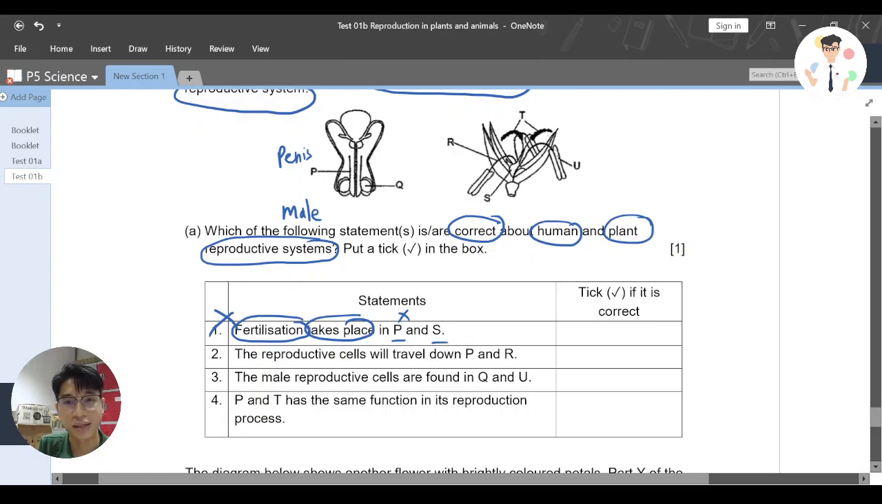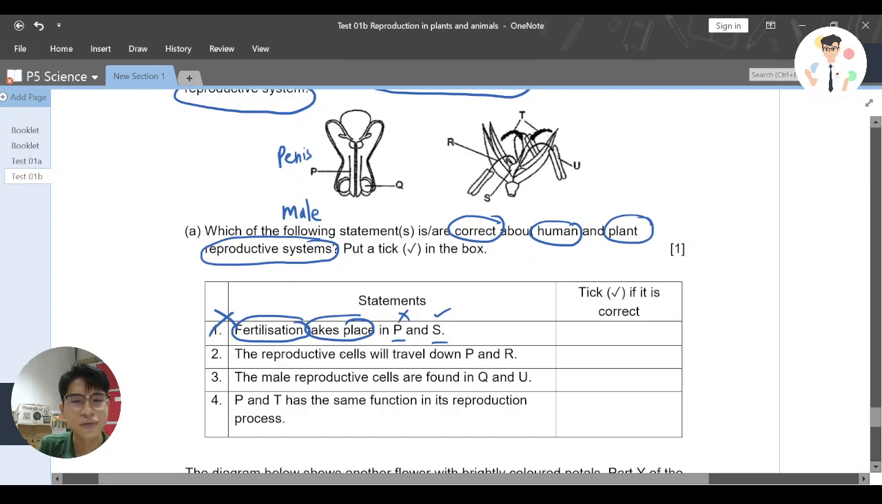Okay, S. What is S? S is actually the ovary, which is correct. But again, because P is wrong, this statement became a wrong statement. Again, it's a wrong statement, you don't put a cross here because the question only asks you to tick if it is correct. Next one, 2.